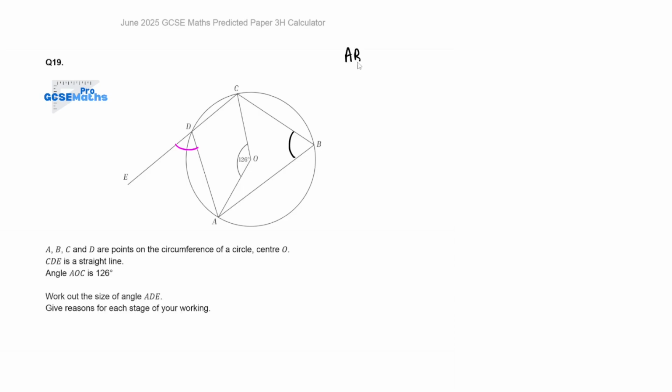Now they have asked us to give reasons for our working as well. So A, B, C would be half of that, wouldn't it? The one at the circumference is half the one at the centre, or vice versa. So 63 degrees. So there's my reason. The angle at the centre is double the angle at the circumference. You can obviously write it the other way around if you want with the half. So this is 63. Then we kind of need to, I say this like zoom out in your head. Try not to look so much at each individual shape, but zoom out in your head.